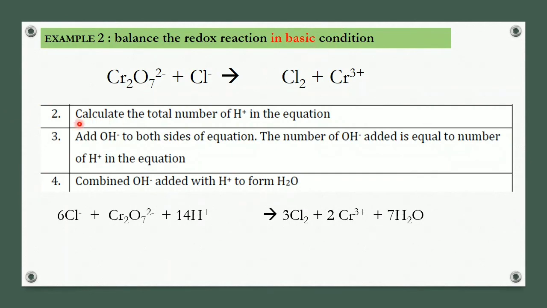So what we are going to do is calculate the total number of hydrogen ions, which there are 14 hydrogen ions. Normally hydrogen ions appear in acidic condition. So for basic condition, we have to add OH⁻ hydroxide ions to both sides. So I will add 14 hydroxide ions on my left side and 14 hydroxide ions on my right side. So when you add hydroxide ions, they can combine, or we say they cancel off the hydrogen ions to become H₂O. So here 14H⁺ combined with 14OH⁻, I will get 14H₂O.